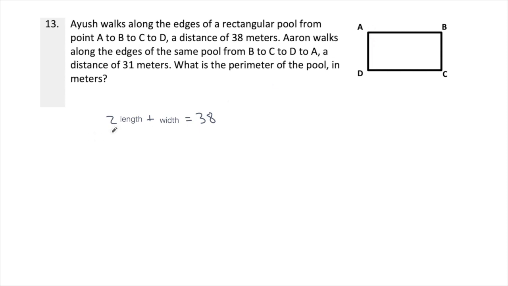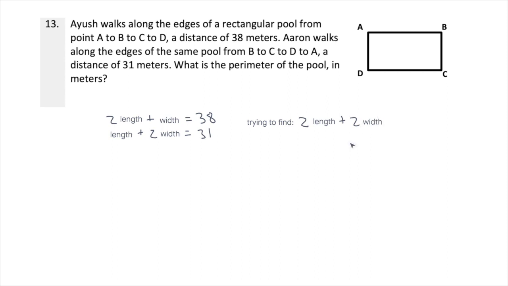So that means the length plus 2 times the width is equal to 31. We don't have to find exactly what the length or the width is equal to because we are trying to find the perimeter, which is equal to 2 times the length plus 2 times the width.